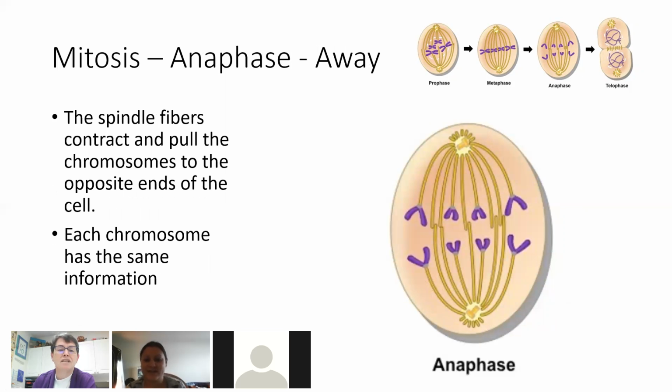I think I got an extra slide in there. And we pull, and in anaphase, those spindle fibers contract and they pull the chromosomes to each end of the cell. So for anaphase, it's pulling it away. So this chromosome and this chromosome have exactly the same information. So we made duplicates, and the same here, and the same here, and there, and they're being moved to the opposite ends. That's anaphase.